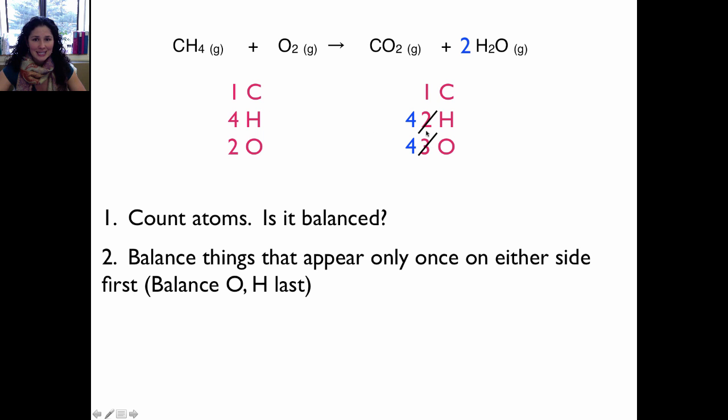And now I can see that my carbons are balanced and my hydrogens are balanced, but now I need to balance my oxygen. And I'm lucky because I can do that by balancing oxygen over here. If I put a 2 in front of this one, then I end up with 4 oxygens, and I haven't changed the number of any of my other atoms. The last thing you want to do is recheck, recount those atoms and make sure they are in fact balanced.